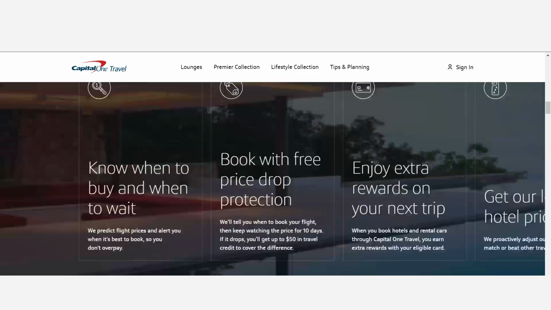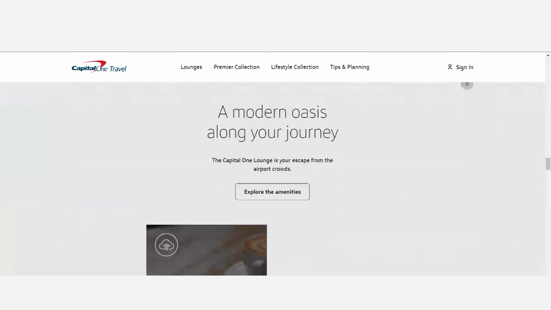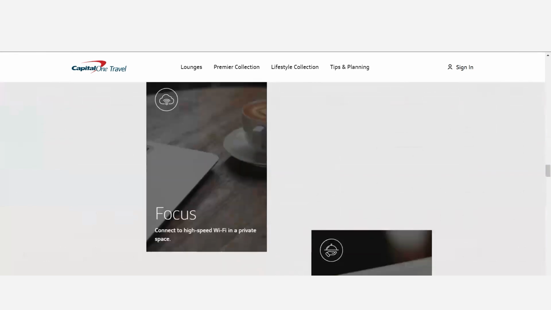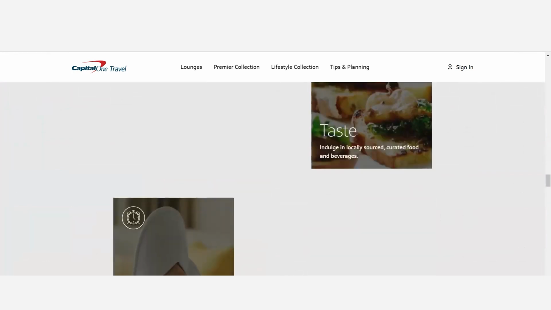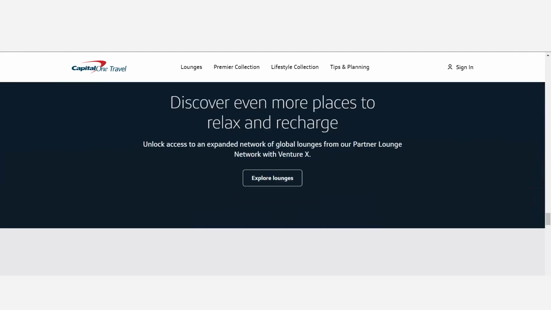The Capital One travel portal does represent an easy way to be able to book flights with points. The downside is that we're not going to be able to maximize our points as much as if we would transfer to a partner, but this does remain an option.